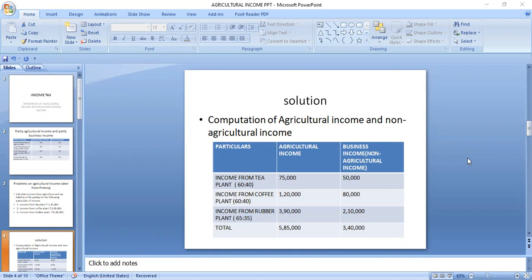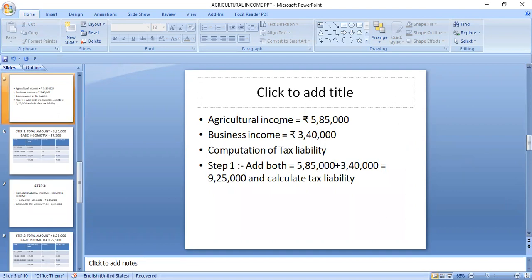The government has invented a new thing. It integrated these two things by following 3 steps. What is the first step? Step number 1: you got agri income 5.85 lakhs, business income 3.4 lakhs. Add both agri income and business income or non-agri income. So 5,85,000 plus 3,40,000, you will get 9,25,000, and on 9,25,000, calculate tax liability. Got it? I explained how to arrive at this 5,85,000 and 3,40,000.